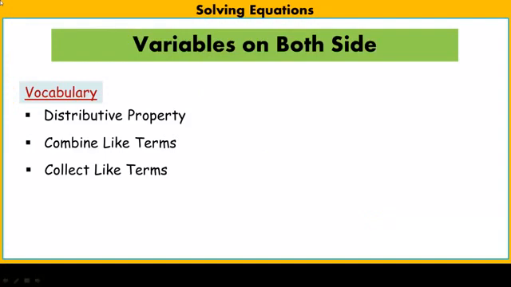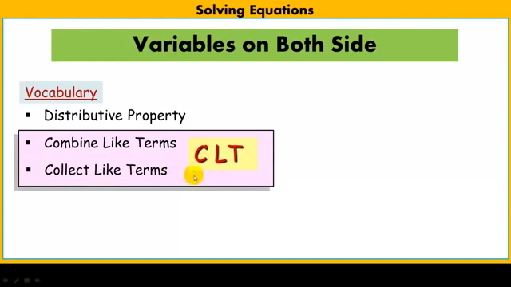Okay, today's lesson will be solving equations with variables on both sides of the equation. And we'll use some of the vocabulary: distributive property, combining like terms, and collecting like terms. One of the abbreviations I use a lot is CLT, and really that's going to apply to both combining and collecting like terms. They're very, very similar, and we'll talk a lot about that in the upcoming.